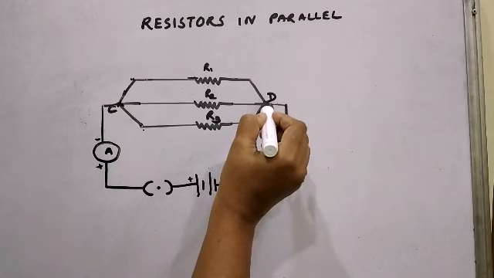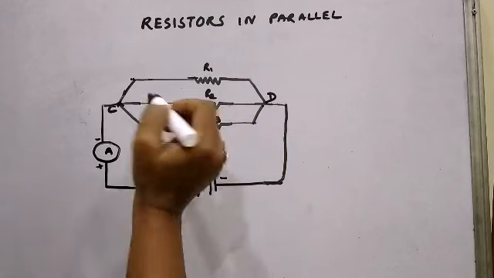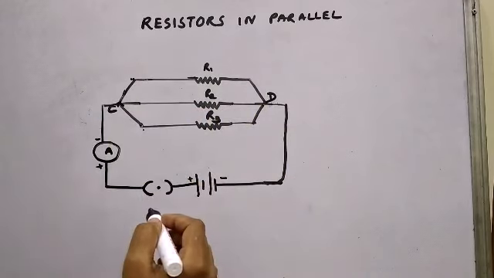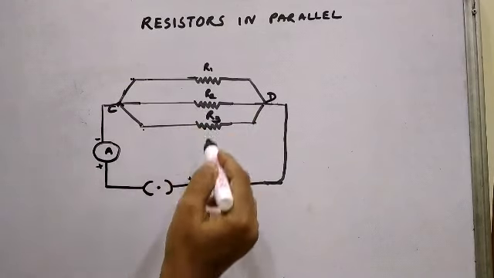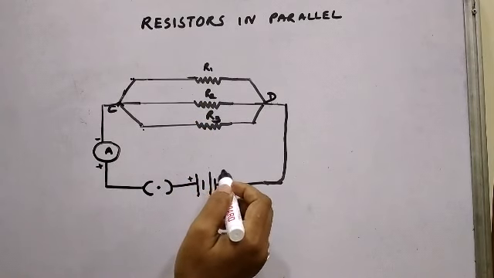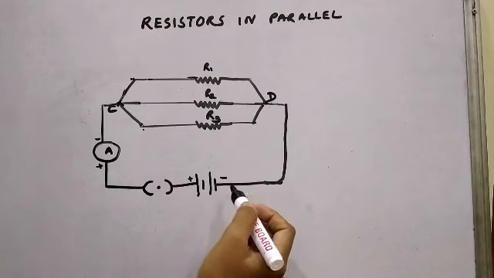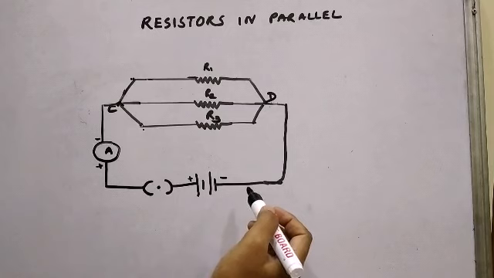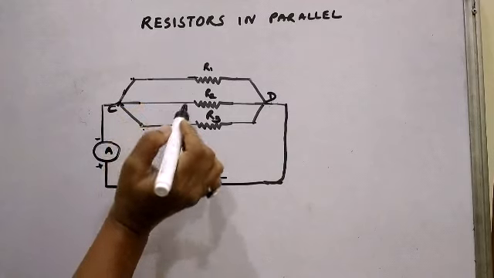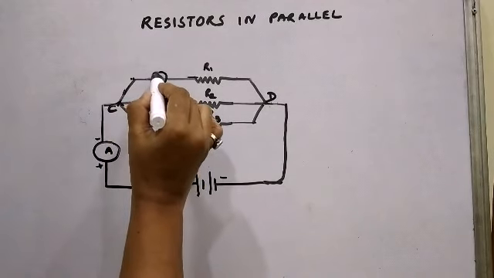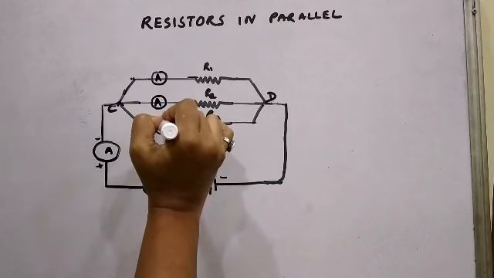Okay, so if we have a number of resistors which are connected between two common points so that each of these provides a separate pathway for the current to flow, then the resistors are said to be connected in parallel. Now in this case, since the current is varying across each of the resistors R1, R2 and R3, we are going to connect an ammeter across R1, an ammeter across R2, and an ammeter across R3.